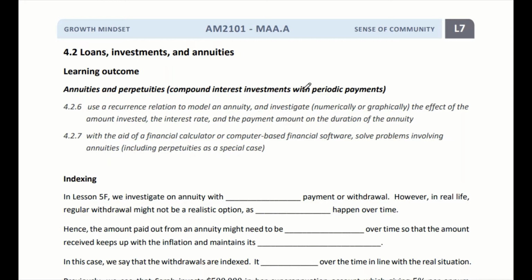So I'm not going to go through the learning outcome because it's exactly the same as what we have done in lesson 6. So I'm going to explain what we are going to do by doing a quick review of everything that we have learned so far under topic 4.2. Let's start off with the recap.